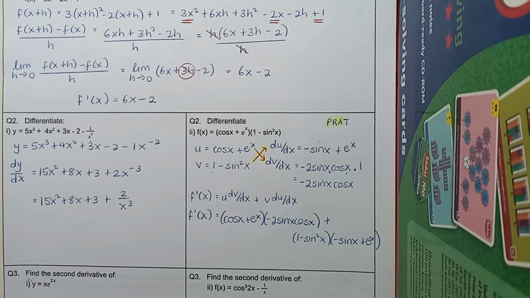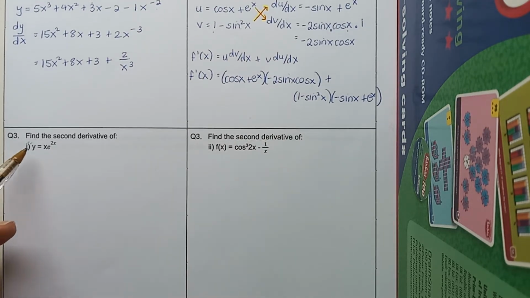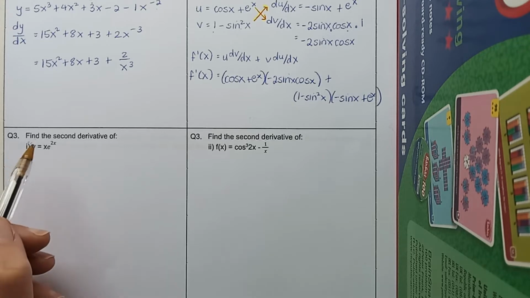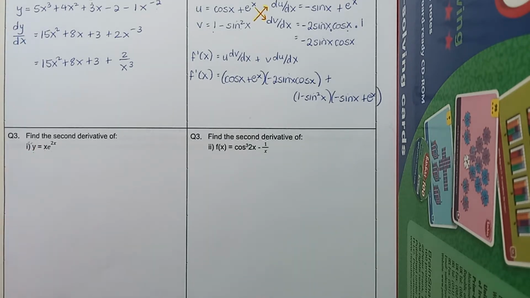Okay, question 3, part 1. Find the second derivative of y. So that means find the first derivative, differentiate once, and then do that again. Here we notice that we don't have brackets, but we do have multiplication. The x term is multiplying by the exponential term. So we'll have to do our u and our v again.